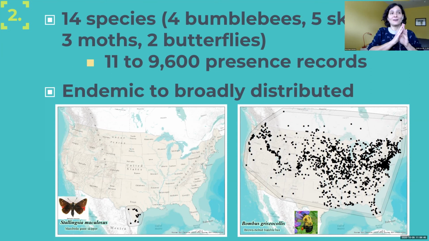And we had different taxonomic groups represented, but also sample sizes were very different. So we had the smallest sample size, 11 known records, versus the largest sample size, over 9,000 presence records. And we also had species that were narrowly endemic, and then we had species that were found throughout North America. So we ran the models at the known extent of these species, but then we focused on the distribution in the plains.